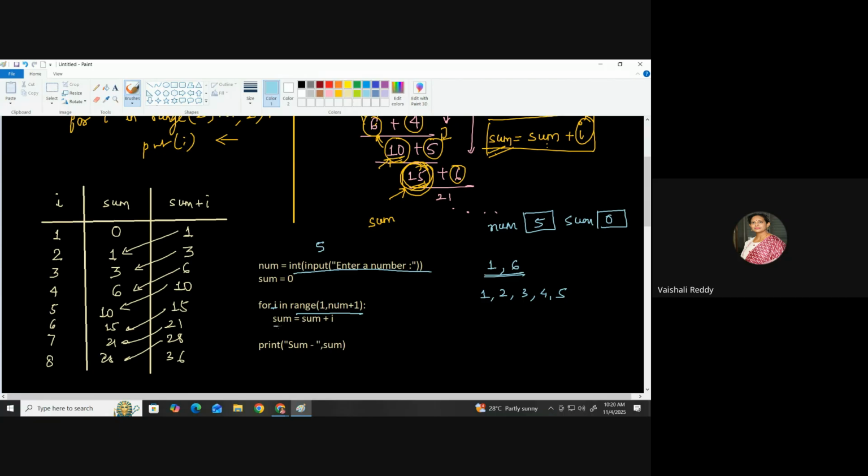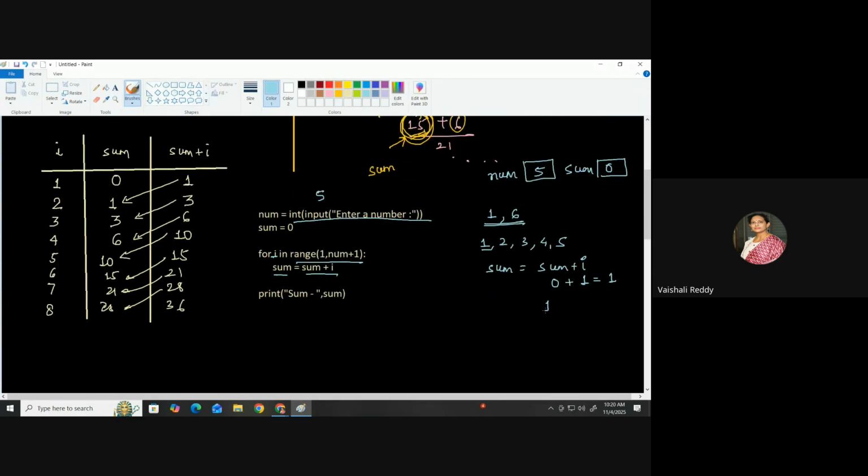Now what are we doing here? Sum is equal to sum plus i. Initially i value is 1, sum value was 0. That will make it 1. Next time, sum has become 1, i has become 2, so that will make it 3. Next time, sum is 3, the number is also 3, it will be 6. Next time, the sum is 6 and the number is 4, it will be 10. Next time, the sum is 10 and the number is 5, so it will be 15. So when you print the final answer, you will get 15.